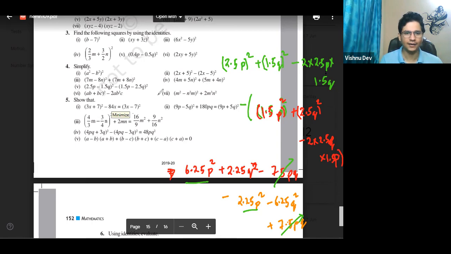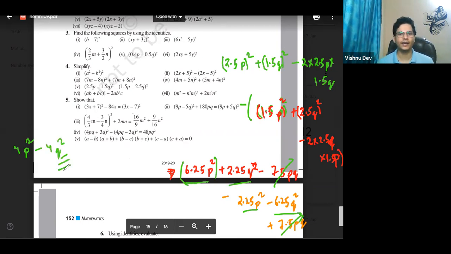No Vihan, after pq this is the whole term, this whole term is here, understood Vihan? Right? The whole term is here, 1.5 p square, right? So the answer would be this minus this, 4p square. Then tell me, minus 6.25 q square and plus 2.25 q square will give me what? Minus 4 q square. This is the answer. Yes, minus 4 q square.